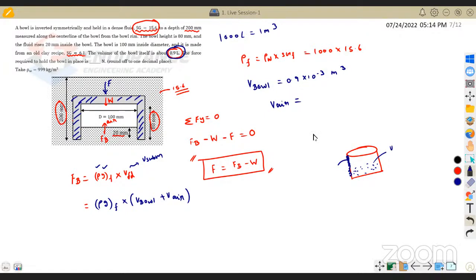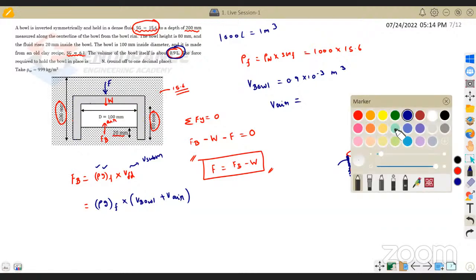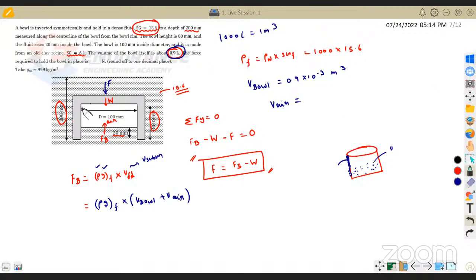So I will highlight it. Okay, let me highlight it, not an issue. Right. Volume of air in the sense, yeah, we know the dimensions. That's what I was asking. So we need to find out, that is exactly what I'm asking.